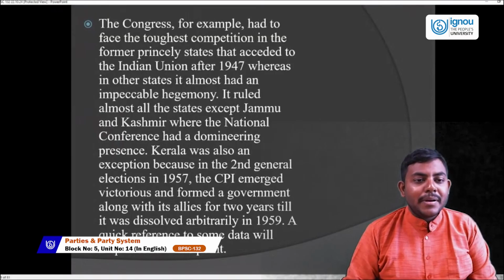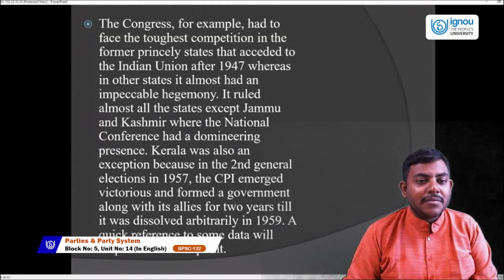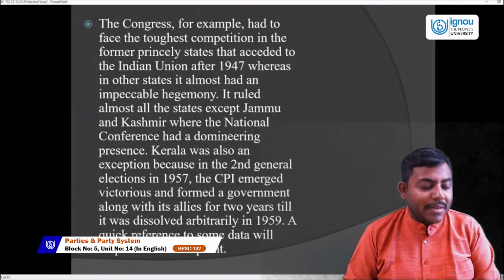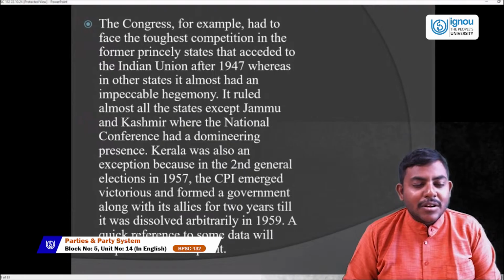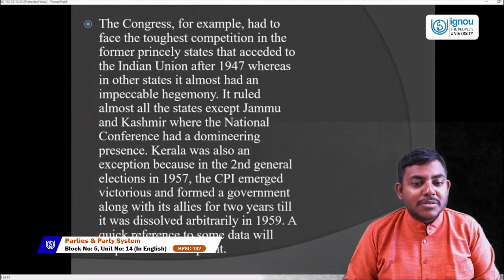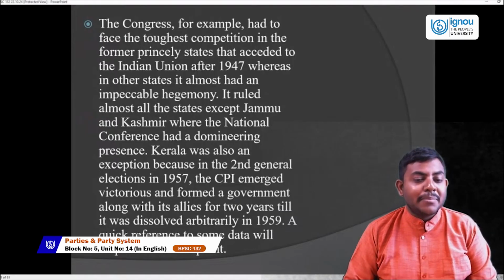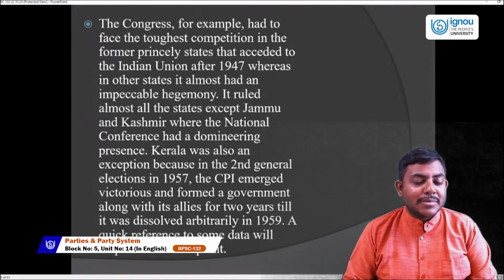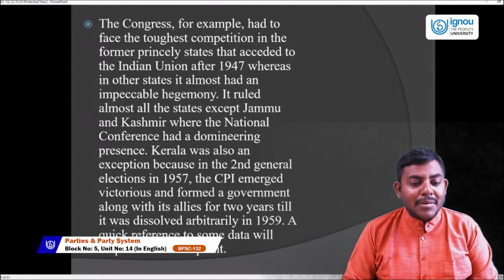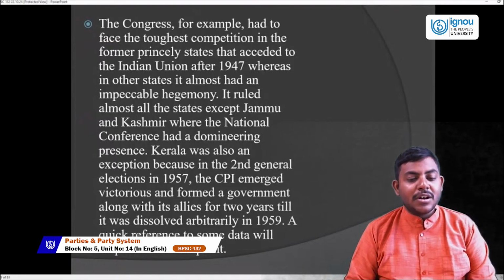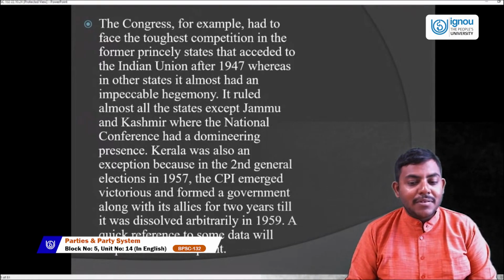The Congress, for example, had to face the toughest competition in former princely states that acceded to the Indian Union after 1947, whereas in other states it almost had an impeccable hegemony. It ruled almost all the states except Jammu Kashmir, where the National Conference had a domineering presence. Kerala was also an exception because in the second general elections in 1957, the Communist Party of India, CPI, emerged victorious and formed a government along with its allies for 2 years till it was dissolved arbitrarily in 1959.